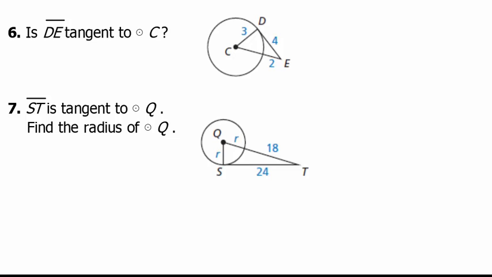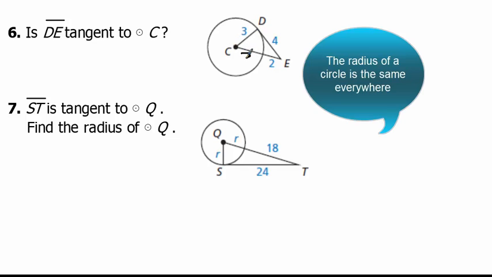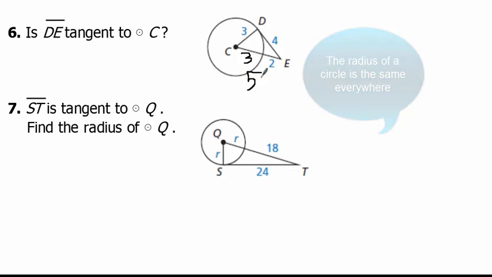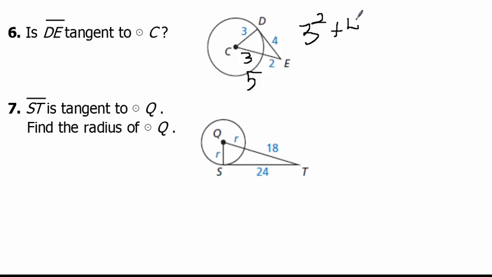Useful little tidbits of information. Are we tangent? Well, the radius has to be the same everywhere in a circle, doesn't it? So this side is 5, and is 3 squared plus 4 squared equal to 5 squared? And yes, 9 plus 16 is 25. So since both sides are equal, then this is tangent.